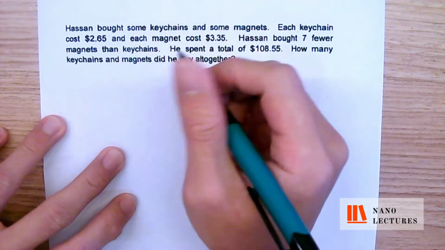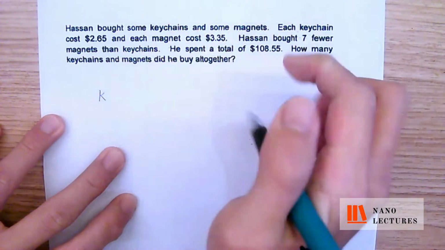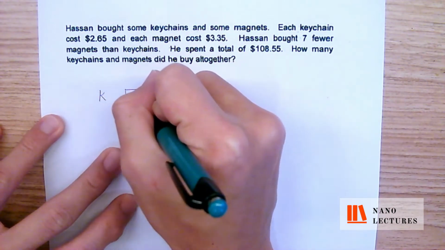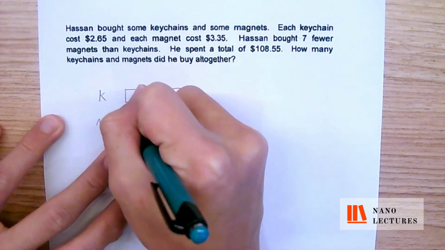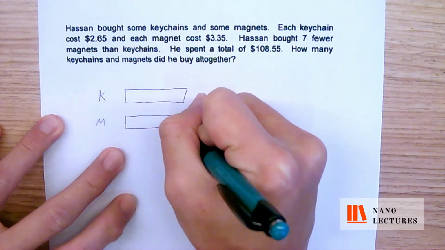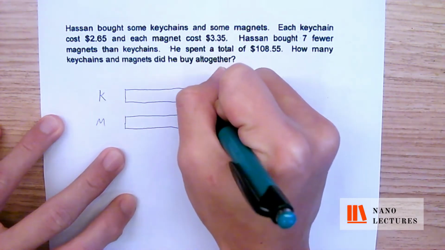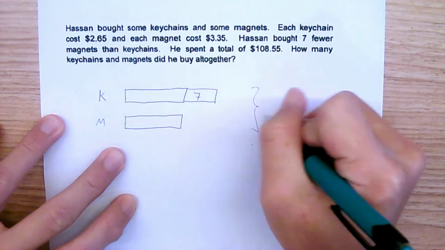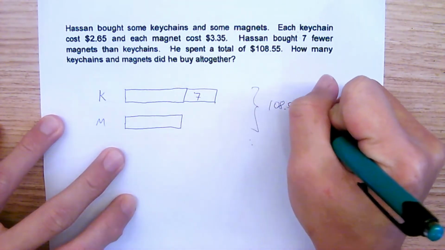I do not know how many he has, but I just need to know that since he bought 7 more keychains, it will just be like that. This is the number of keychains, the number of magnets, the same, and at the end, I add a 7. That's all. Okay? And then in total, he spent $108.55.